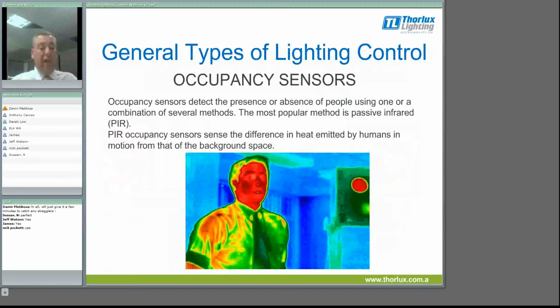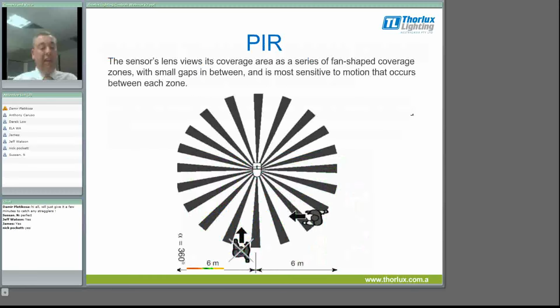So, general types of lighting control. First thing we're going to look at is occupancy sensors, and they basically detect the presence or absence of people using a combination of methods. The most popular method is passive infrared, commonly known as PIR. The PIR occupancy sensors basically sense the difference in heat emitted by humans in motion from that of the background space, as shown in the slide.